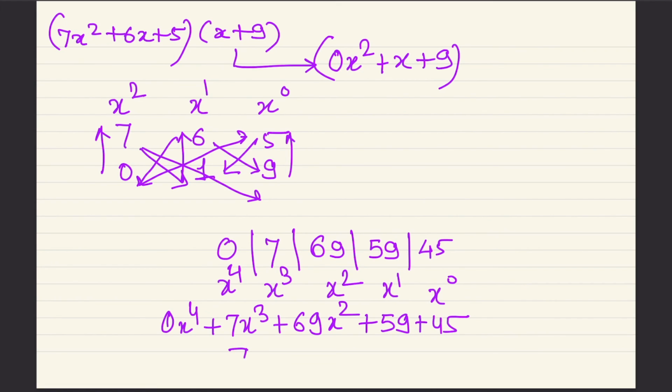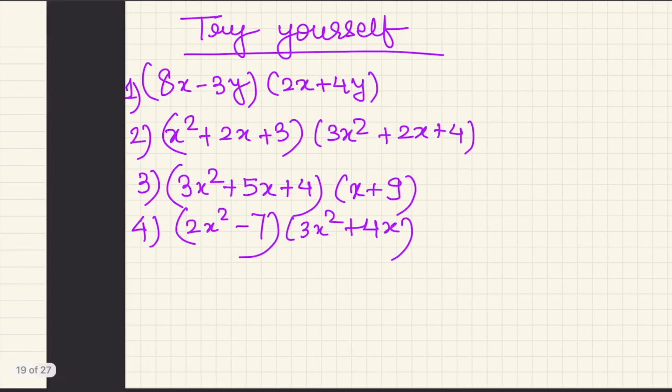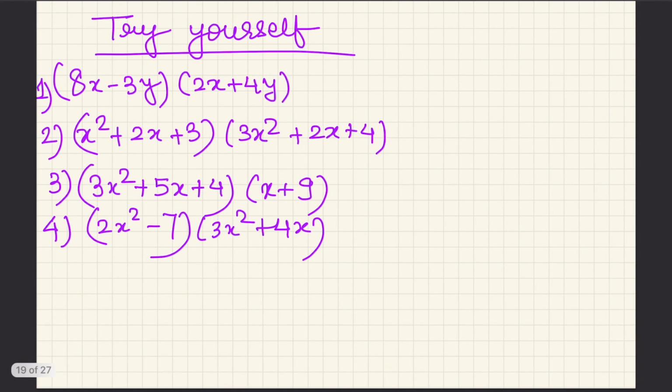Or you can write 7x cube plus 69x square plus 59x and 45. So we are ready with the answer of multiplication of a binomial and a trinomial. These are the problems for yourself. You can try this question on yourself, and in the next tutorial I will tell you the answer of these questions.